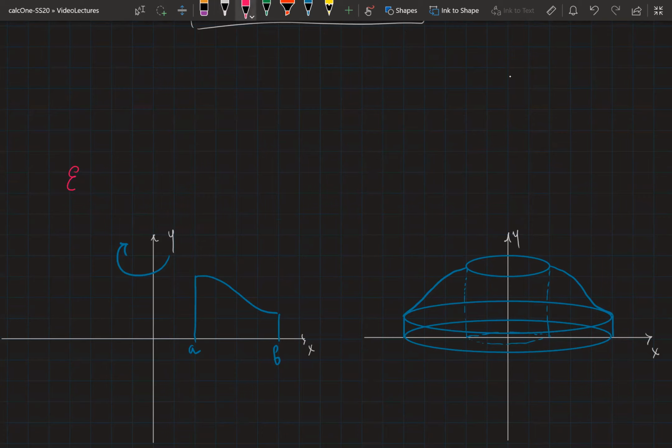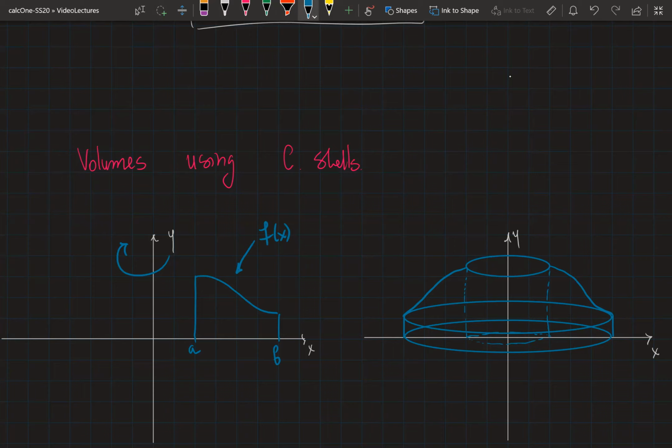Now let's talk about the idea of how we are going to find volumes using the cylindrical shell. Let's say I've got a function which looks like this. This is going to be our function f of x. We are going to rotate this function around the y-axis so that we get this kind of object. It's going to be very difficult to find the volume of this object by creating slices.